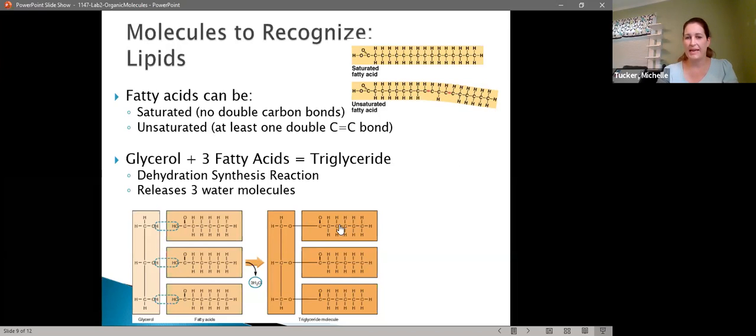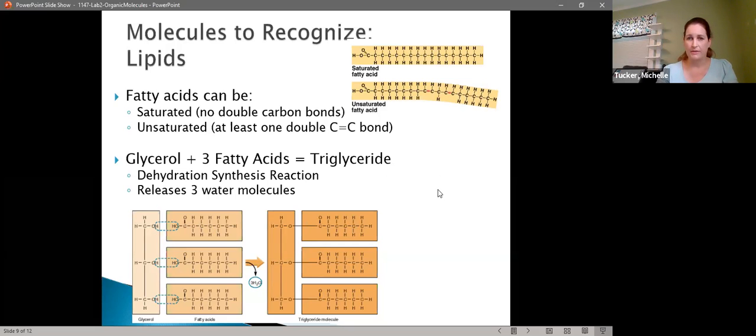This is called the tail, okay? No more hydrogens can fit. So it is saturated with hydrogens. These are solid at room temperature because they will pack very nicely, linearly.